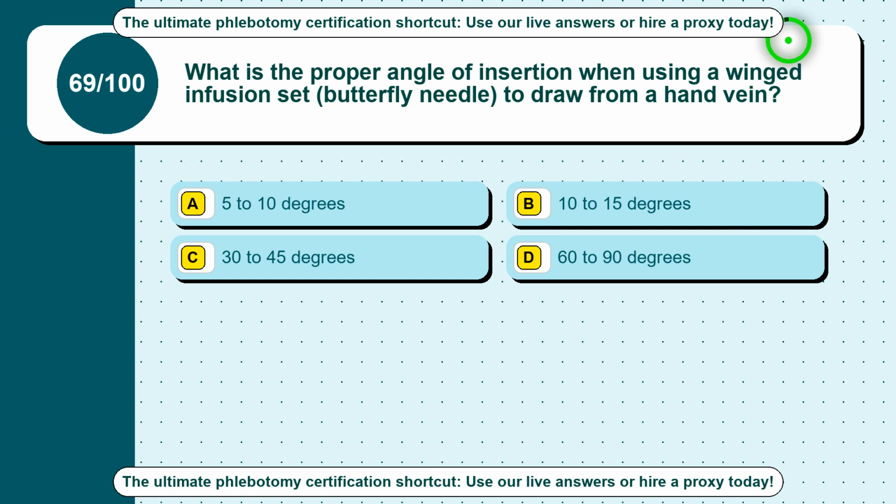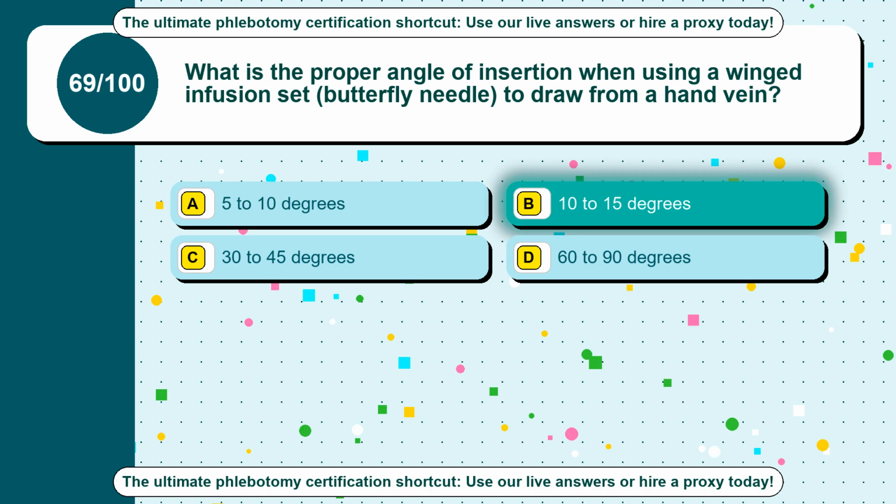Question 69. What is the proper angle of insertion when using a winged infusion set, butterfly needle, to draw from a hand vein? Option A, 5 to 10 degrees. Option B, 10 to 15 degrees. Option C, 30 to 45 degrees. Option D, 60 to 90 degrees. The correct answer is option B, 10 to 15 degrees.